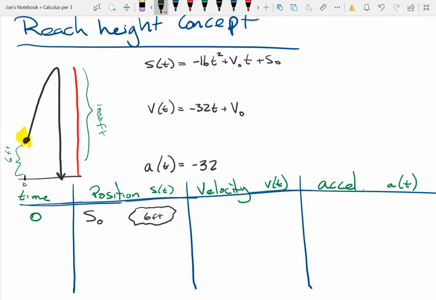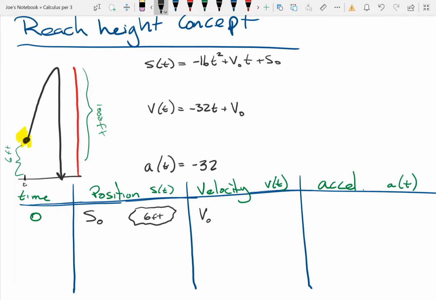The velocity at the beginning is going to be initial velocity. And in our questions, we're asked, what is the initial velocity used to reach the top? So we don't have that yet. I'll do a practice problem in a minute, right? We don't have that. So we just have initial velocity.